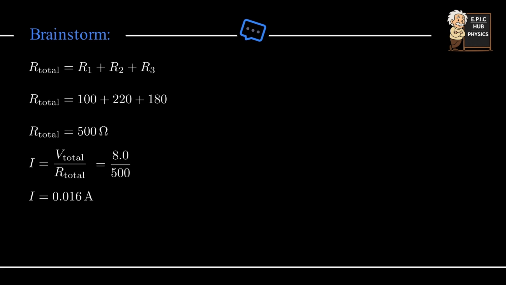With the current known, we can find the potential difference across the 220 ohm resistor. The voltage across a resistor in series is the current multiplied by the resistance, so voltage equals 0.016 amperes multiplied by 220 ohms. This gives a voltage of 3.52 volts, which we can approximate as 3.5 volts. This is our final answer.